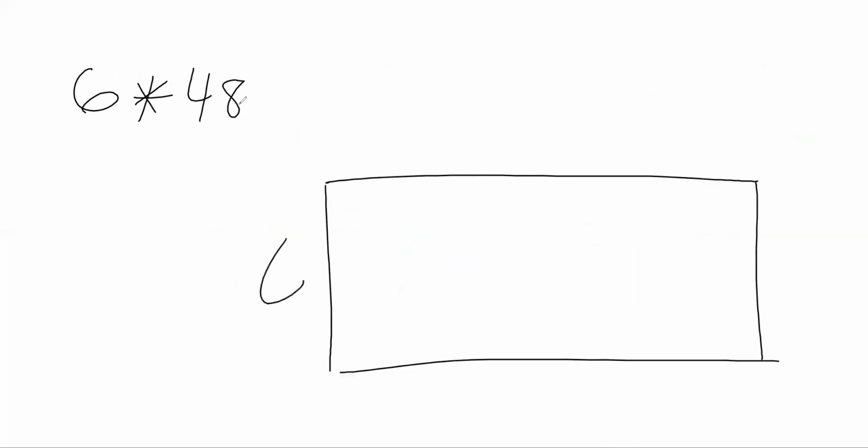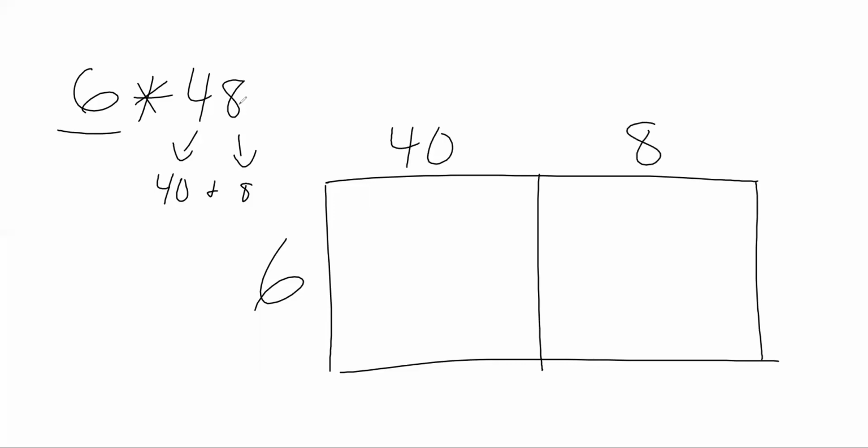I know that on the left, along the side, there was 6, right? There's six rows. And then I have 48 in each row. Well, instead of making it 48, I'm going to break it apart. I'm going to expand it into 40 and 8. So my 40 goes here, my 8 goes here. Now I just multiply those rows and those columns, right? This is a row of 6 times a column of 40.